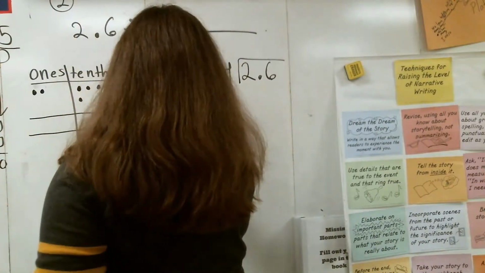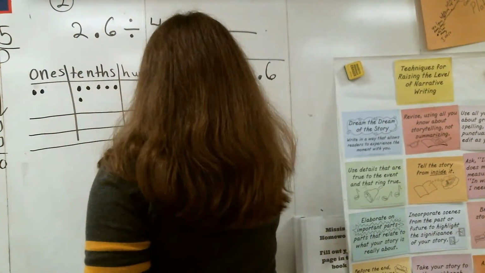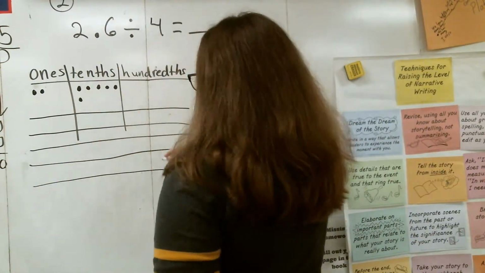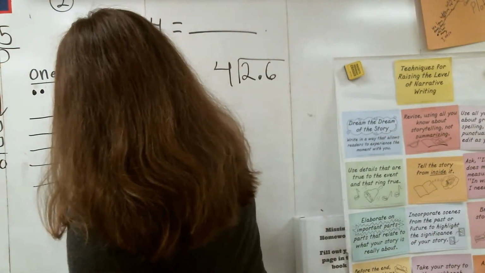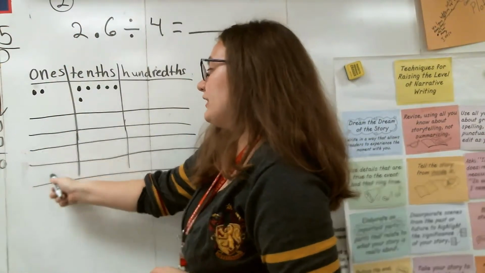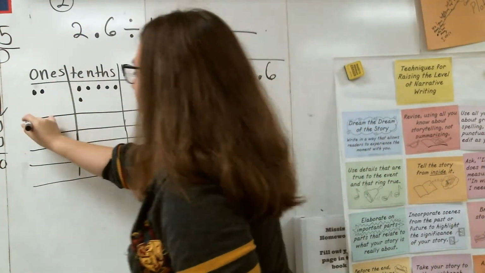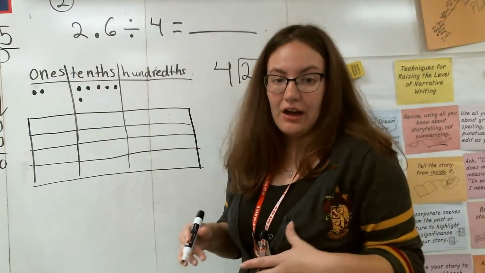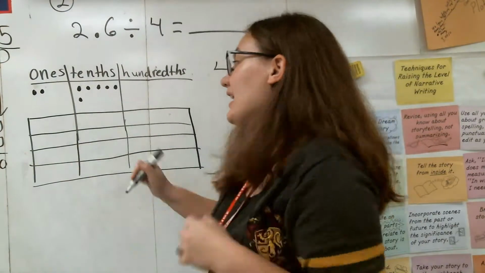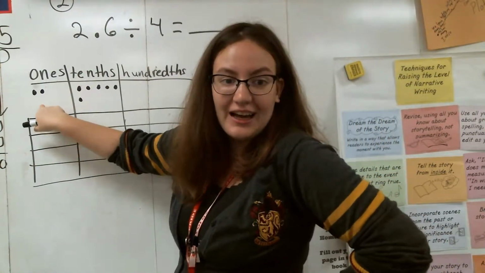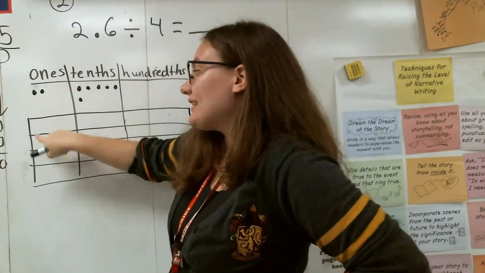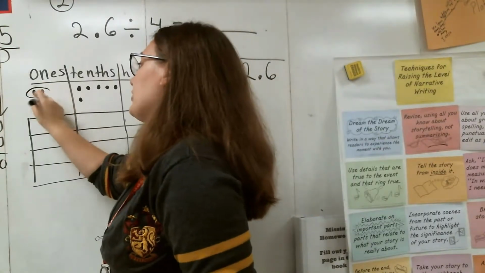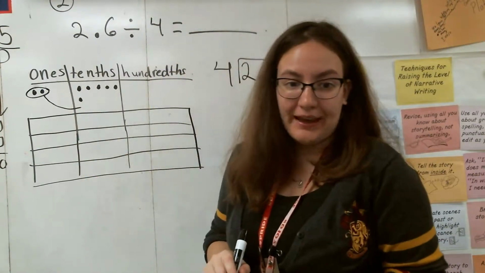1, 2, 3, and 4. I'll extend these lines so they actually look like groups. And I have 1, 2, 3, 4 groups on all of my place values. So now I can start divvying up all of my different numbers. Now I run into a problem right here already. I have 2 1s and I have 4 spots, so I can't evenly divide them. So I'm going to circle these and move them over into the tenths place.